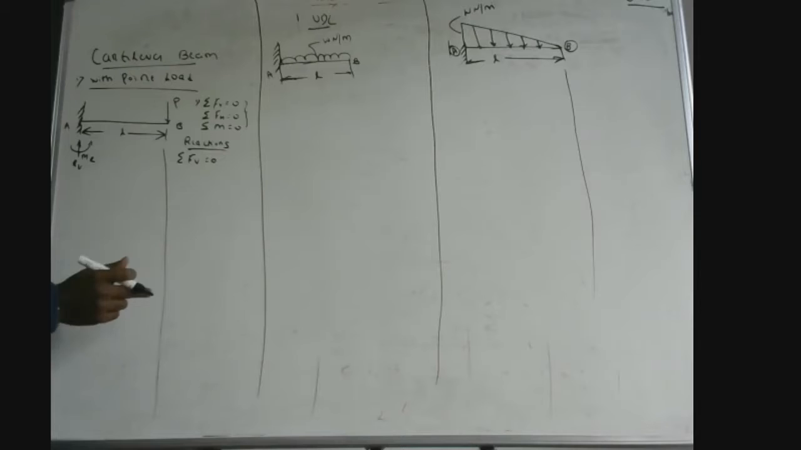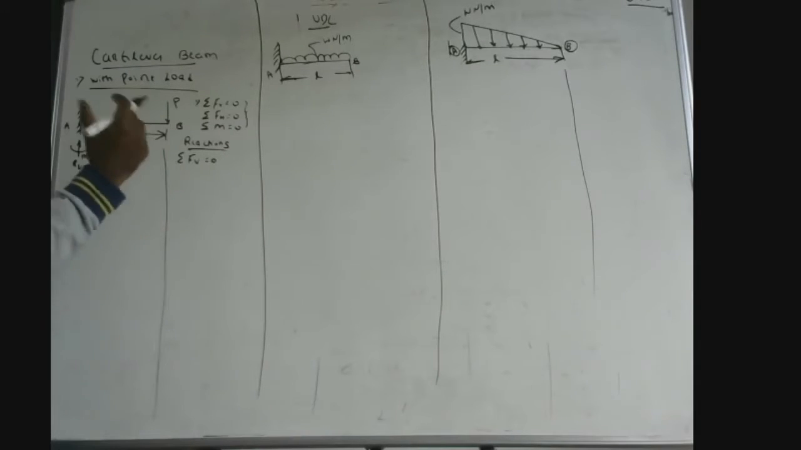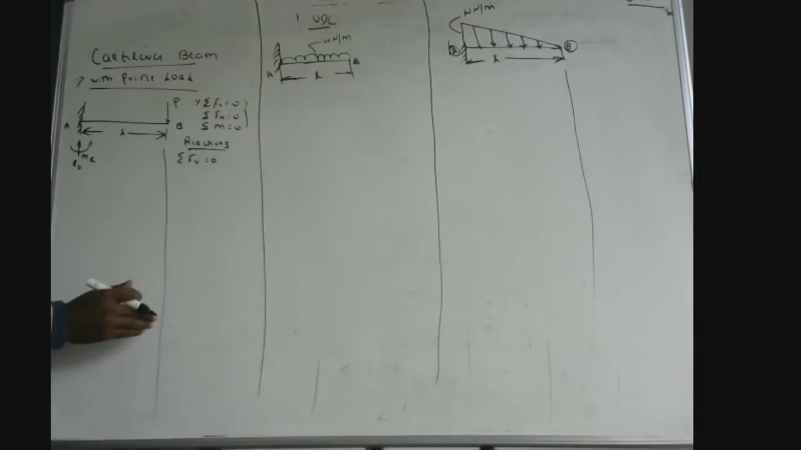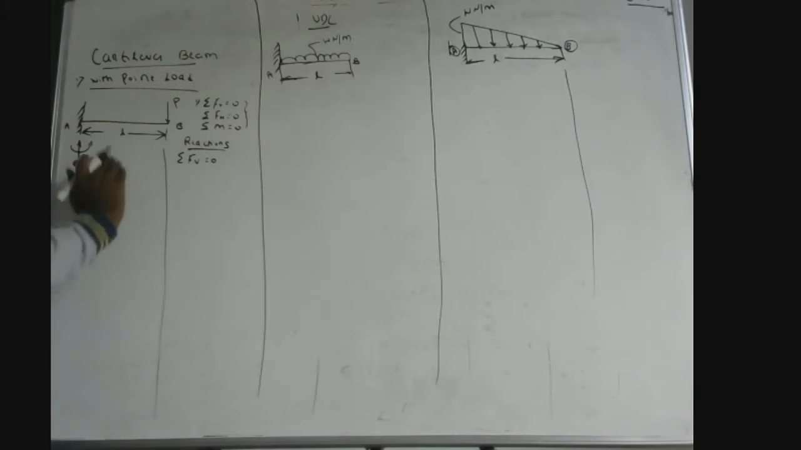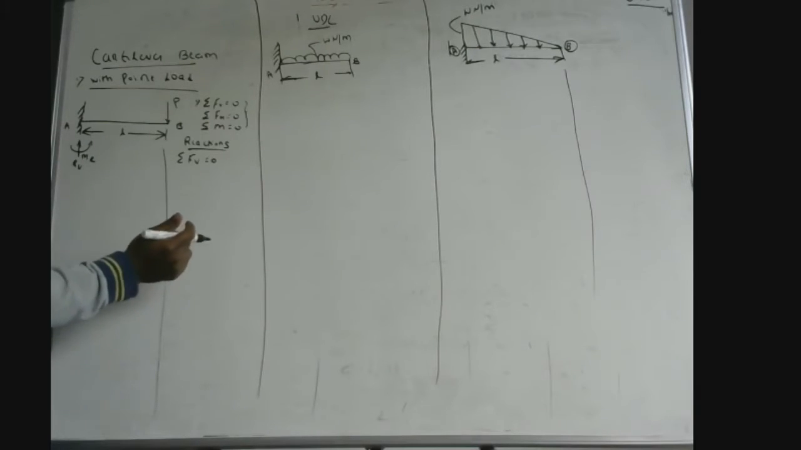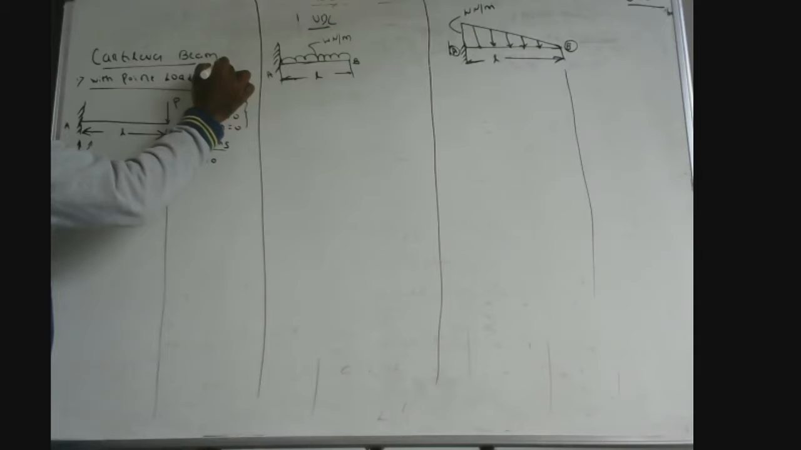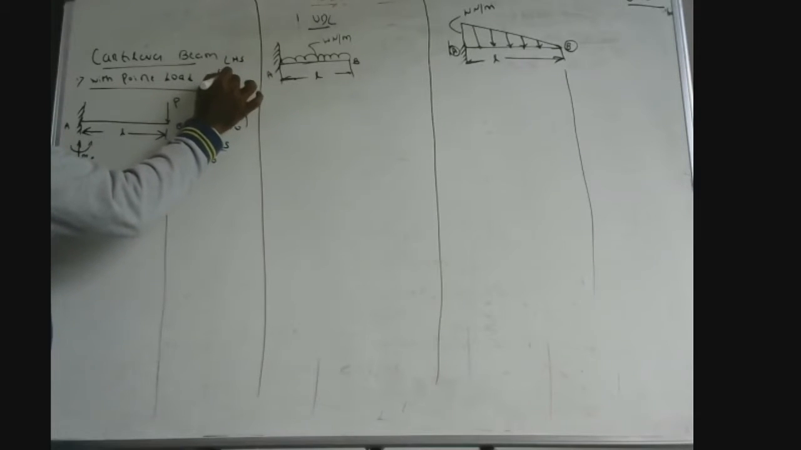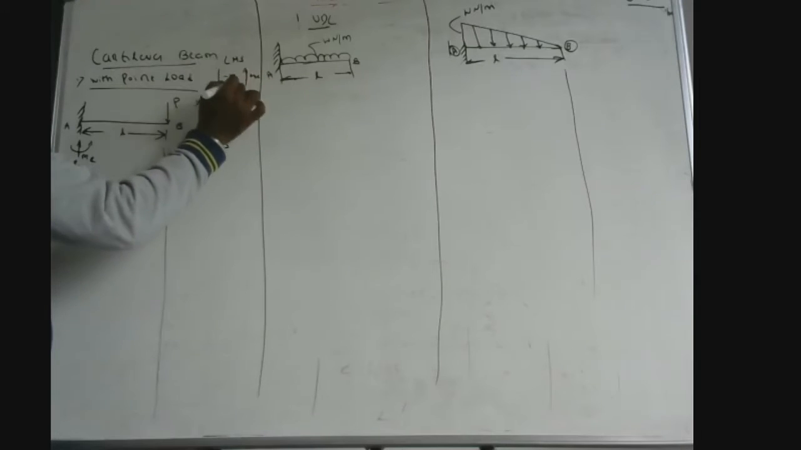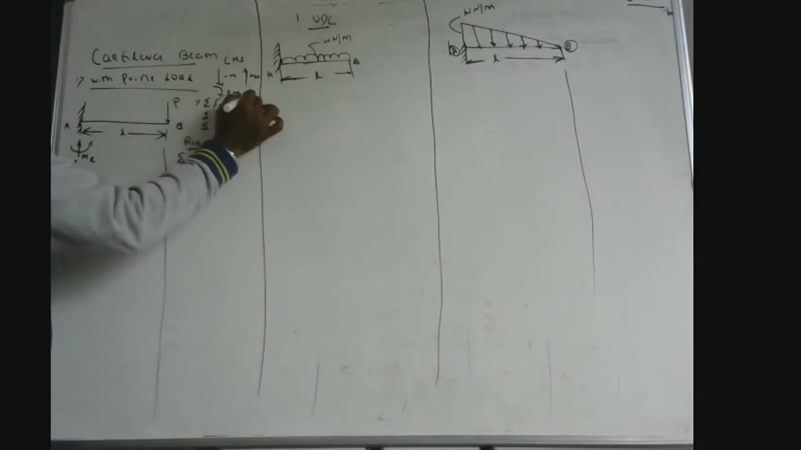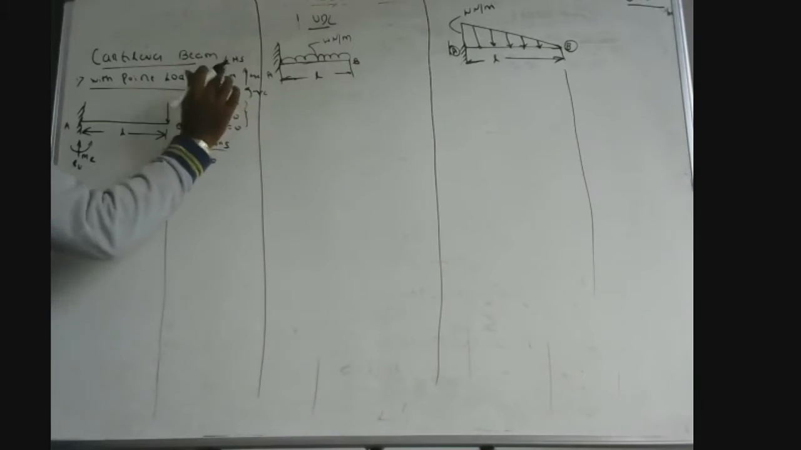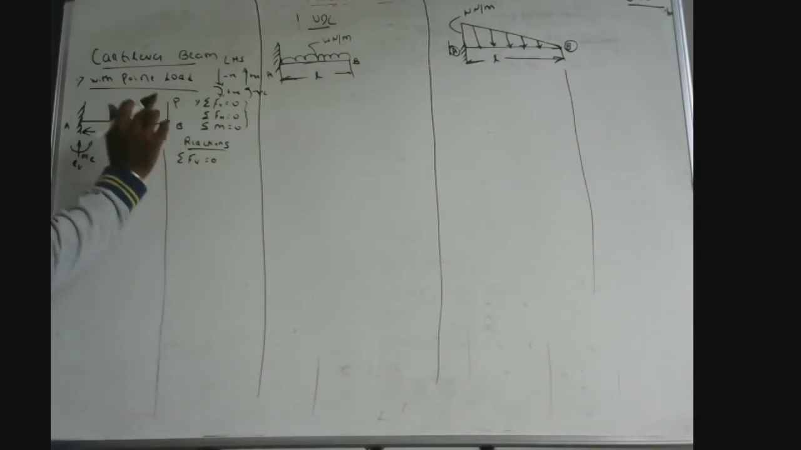Here, as I told in the beginning, the very important thing is the sign convention. We will follow only the left hand side sign convention, which means we are going to proceed from left to right. In the left hand side section, and this is very important, all downward forces are considered negative and upward forces are considered positive. Also, clockwise moment is considered positive and anti-clockwise moment is considered negative. This is very important, so we will take the same for reactions also.